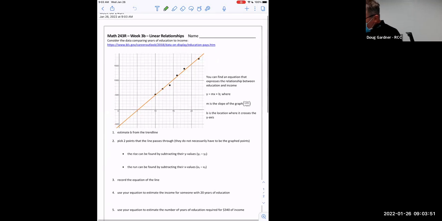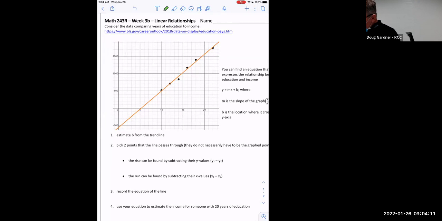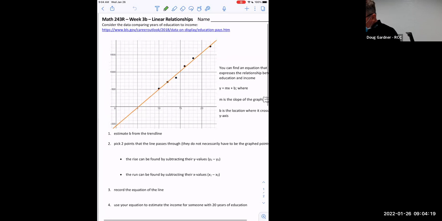I just want you to have a sense that it is possible that this magic line that your graphing calculator, and now Excel, just produced for us, you can kind of do this yourself. And I want you to have a sense of what this really means. And so staring at this, years of education and income. So this is years of education down here, how much education you get, and this is money over here.